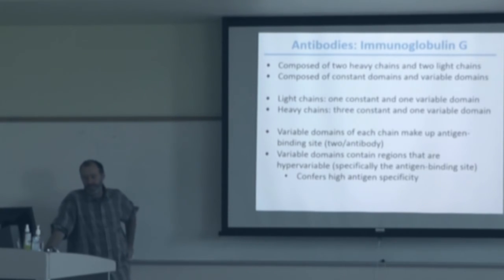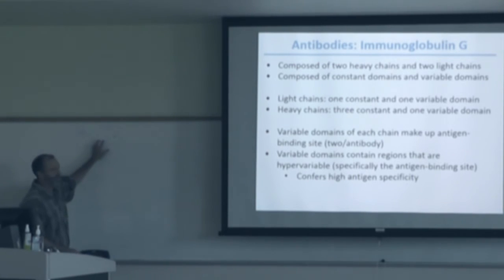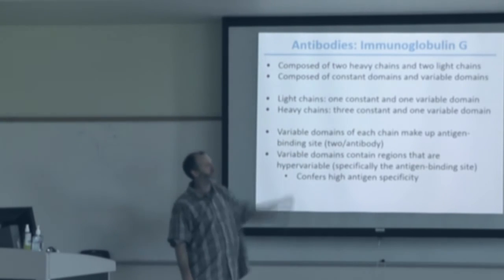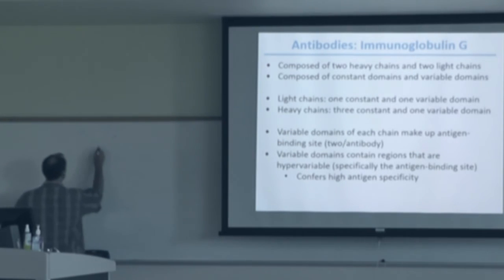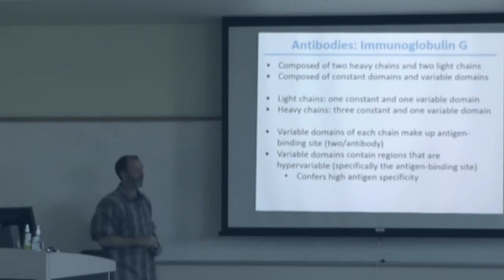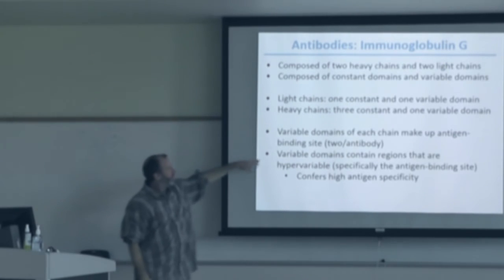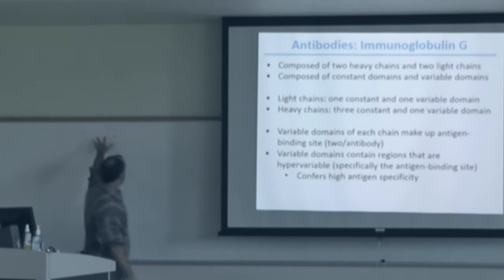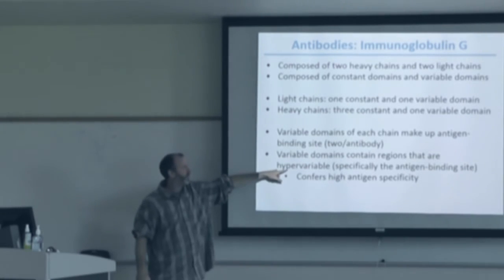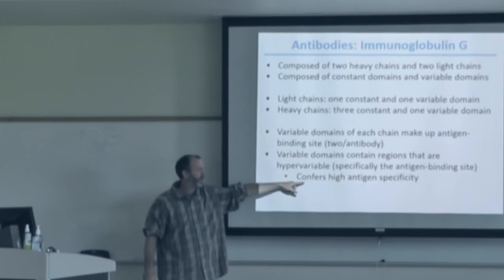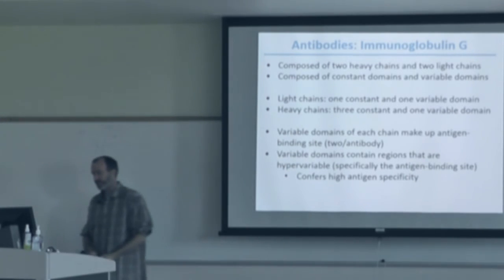antibodies. So IgG is composed of 2 heavy chains and 2 light chains, and it's also composed of a constant domain and a variable domain. Constant domains are like here, actually here, and variable domains are at the end of the FAB fragment. So variable domains of each chain make up the antigen binding site up here, and the domains contain regions that are hypervariable, specifically the antigen binding site that confers high antigen specificity.